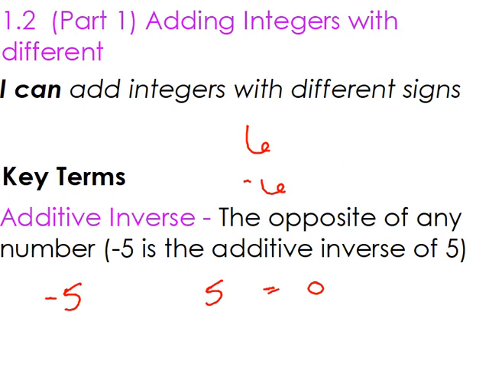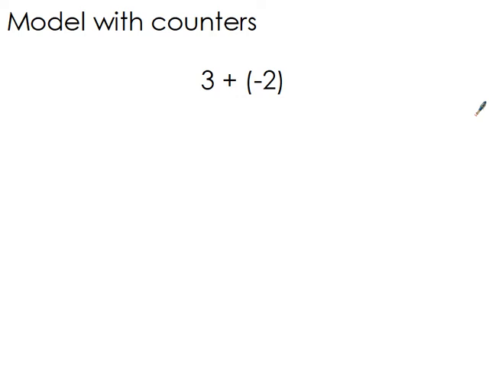Now, when we are adding numbers with different signs, we are going to model with counters first, and then we're also going to model on a number line, just like what we did when we were adding numbers with the same sign. So we are going to model with counters, but now instead of doing it side by side, I'm going to model on top of one another. So here's what I mean by that.